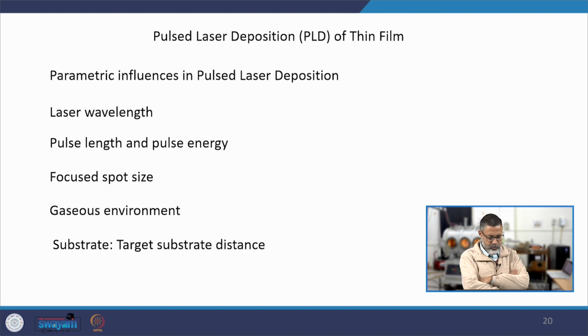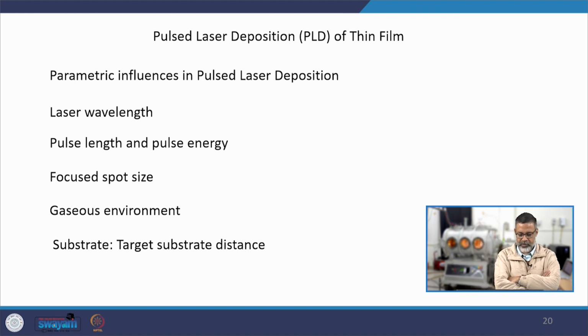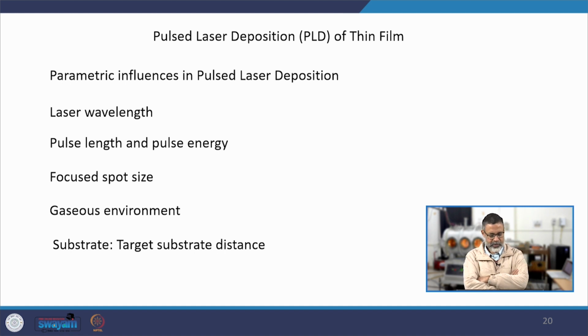So, if you use nanosecond pulses, the heating effect will be more, and in that case the initial part of the pulse will be utilized for heating the material, and the latter part of the pulse will generate the plasma, and then the further.